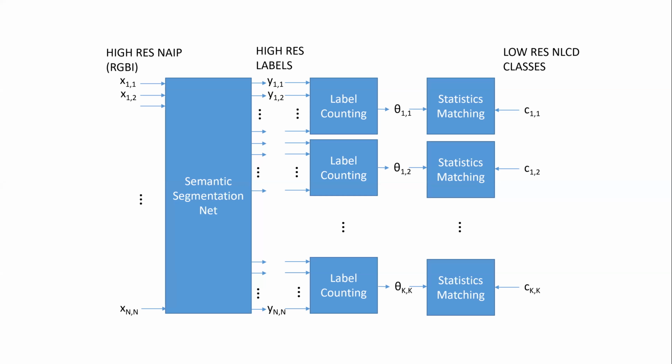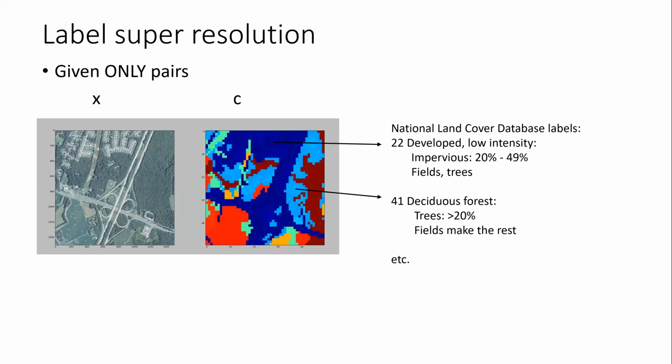Once you're done training, then you can predict these labels from images and just throw away the top here, or you can try to balance the NLCD labels with the predictions from your input X and do something in between. Now, I'll show you how well it works in an example. So this is the pair of images that we have, this image X and the low resolution label C, and we have lots of examples of that.